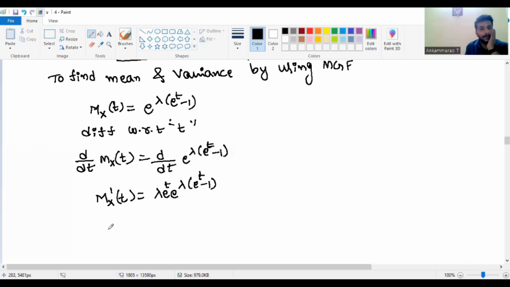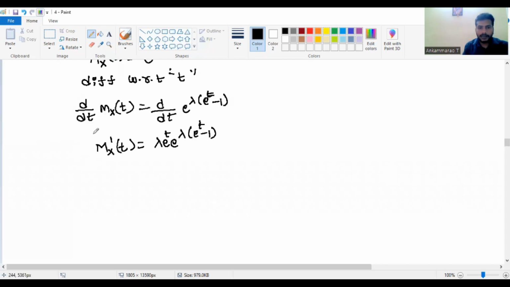So here we are getting lambda into e power t, into e power lambda into e power t minus 1. It is a moment generating function. Once differentiate and put t equal to 0.